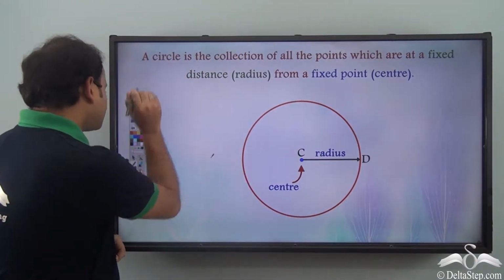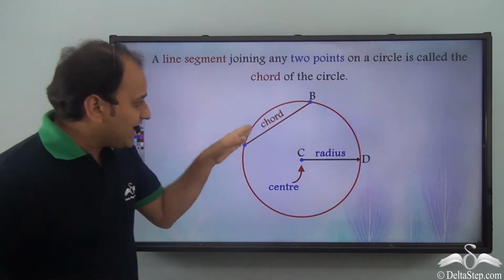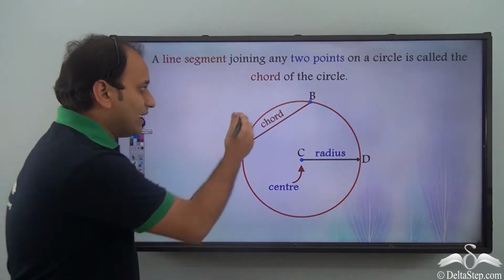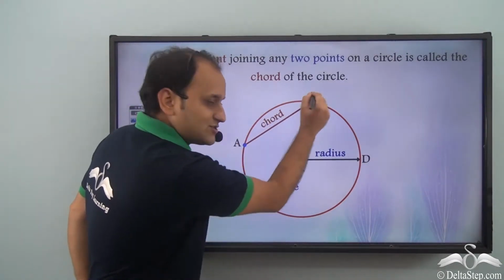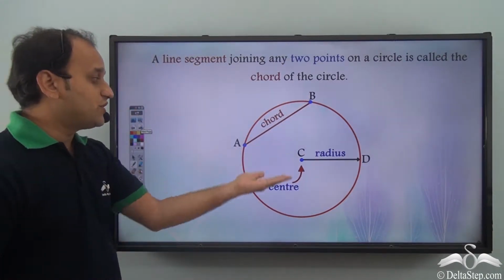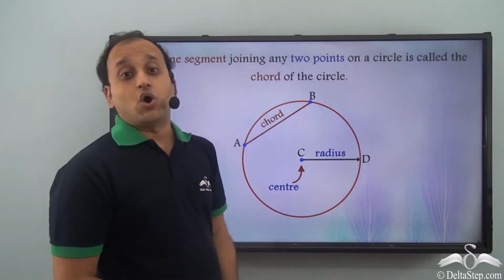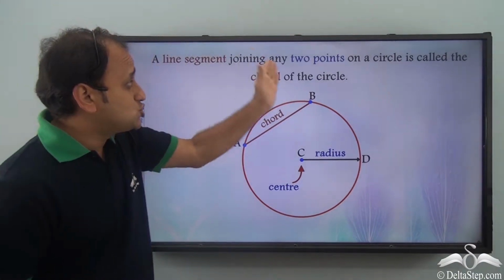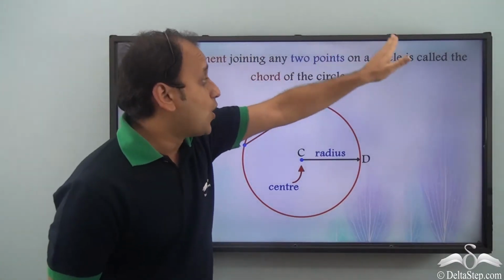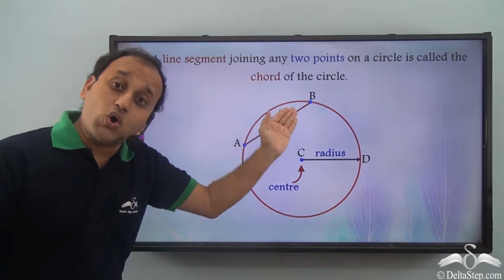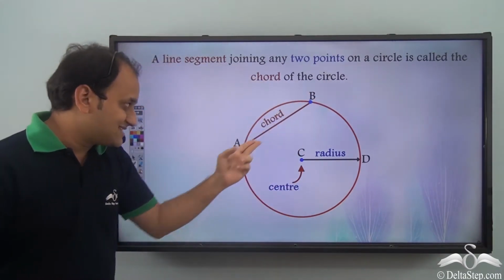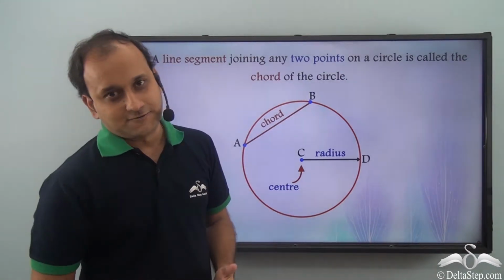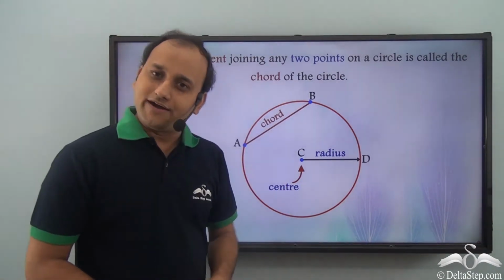Now, what if we have such a line segment? So what do we see in this line segment? Well, it joins 2 points on the circle. Now, what do we call such a line segment? It's called a chord. So what is a chord? A line segment joining any 2 points on a circle is called the chord of the circle. So in this case, this line segment is joining point A and point B, which lie on the circle. So this is a chord.